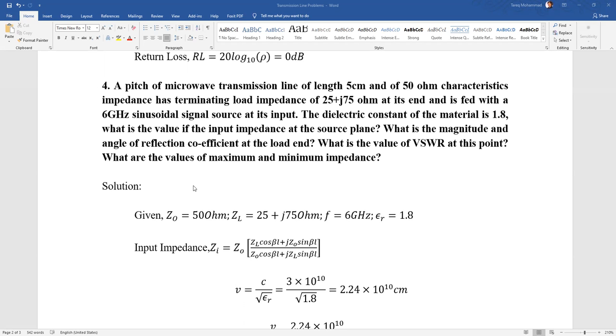So the difference is that in the previous one, we have seen that it was short circuited, but here it is not short circuited. It actually has a load. Here it is loaded.